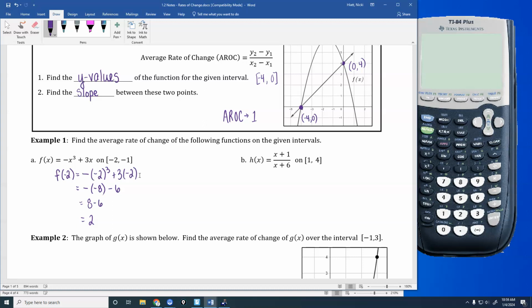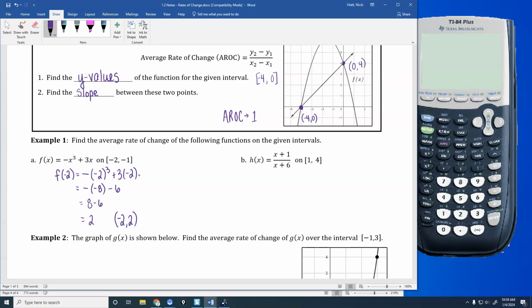Now it does matter that you show you plug the number in there. So what this means is that I plugged in negative 2 for my x. I got out 2 as my output value, so that's my y coordinate. So this point is negative 2, 2 on the graph. So we're going to hold on to that. We need to know the other point.